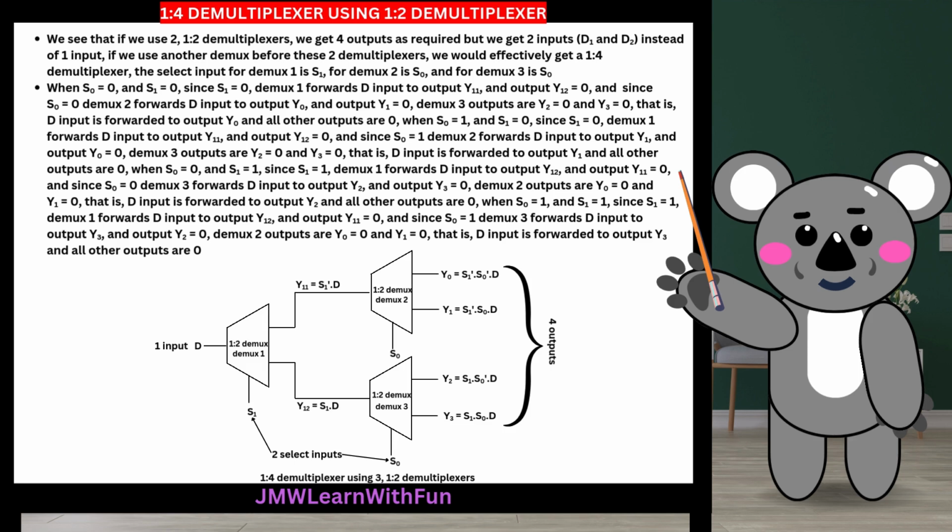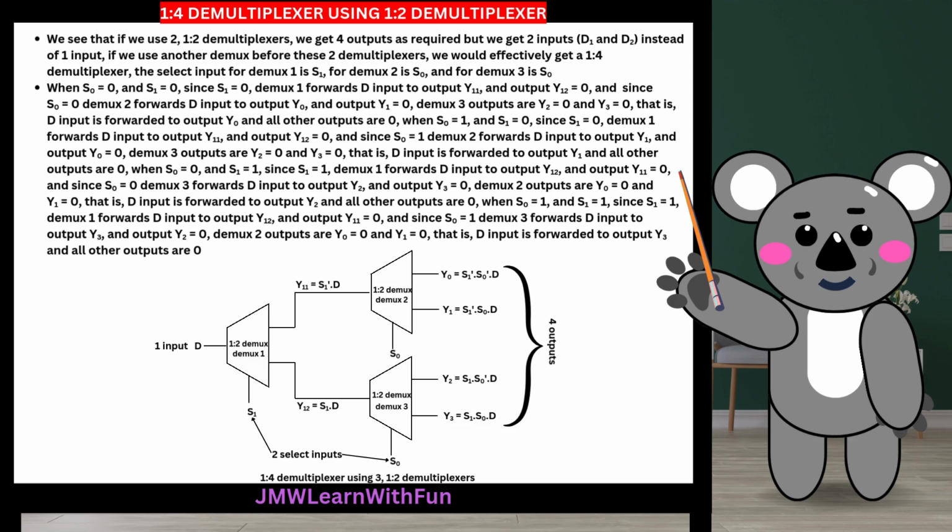When S0 equal to 0, and S1 equal to 1, since S1 equal to 1, demux 1 forwards D input to output Y12, and output Y11 equal to 0, and since S0 equal to 0, demux 3 forwards D input to output Y2, and output Y3 equal to 0, demux 2 outputs are Y0 equal to 0, and Y1 equal to 0, that is, D input is forwarded to output Y2, and all other outputs are 0.